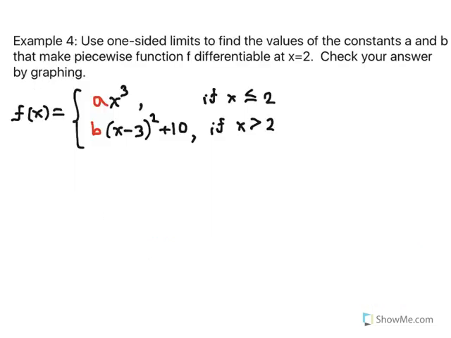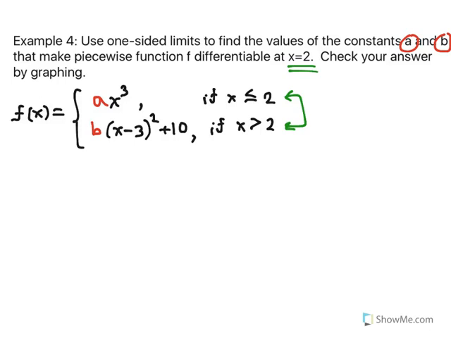We will take a look at example 4. The instructions are: use one-sided limits to find the values of the constants a and b, which I wrote in red, that make the piecewise defined function f differentiable at x equals 2. Now what is significant about x equals 2? That is the x value at which the defining rule for the function changes from ax cubed to b times x minus 3 squared plus 10.